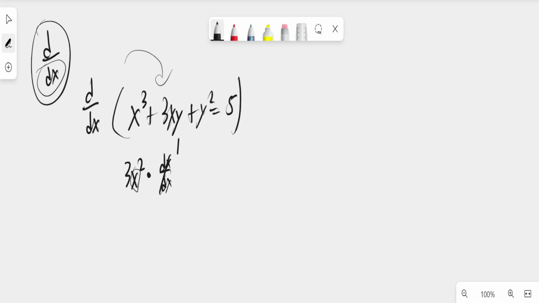Wait, for the next one, would it be dx dy over dx? For the 3x one over here, that would be product rule. I'm not sure what it is yet. I'll have to do it, because there's two variables. Yeah.